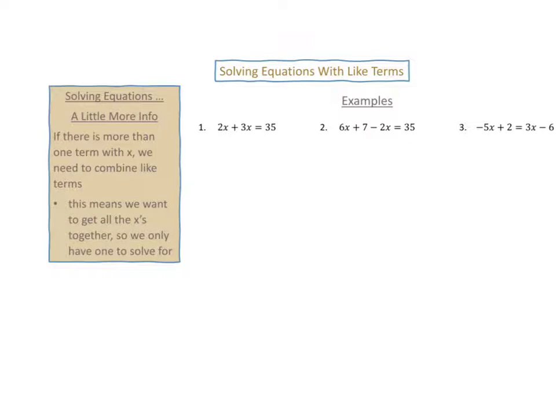Let's take a look at number 1. Now, if you think you know how to do these, stop the video. Tell me what 2x plus 3x equals 35 ends up being, what x equals. And for that matter, do 2 and 3. And then turn the video back on and you can check my work to see if I got it right.